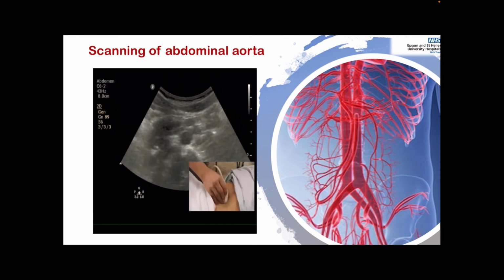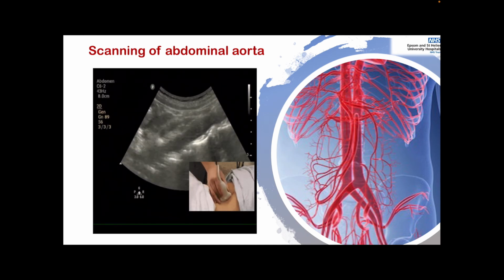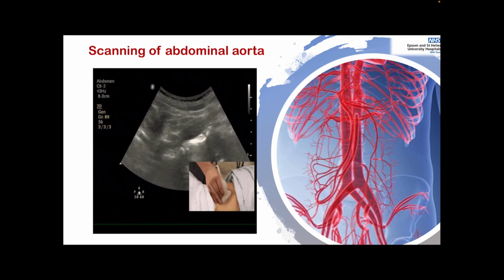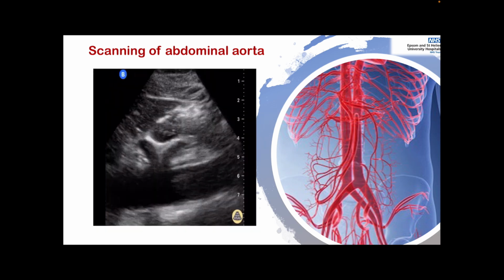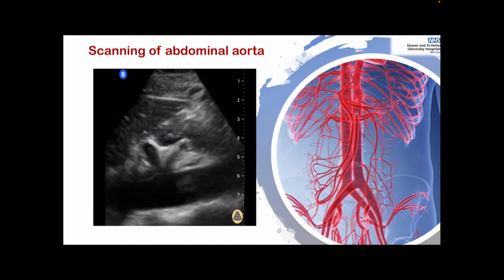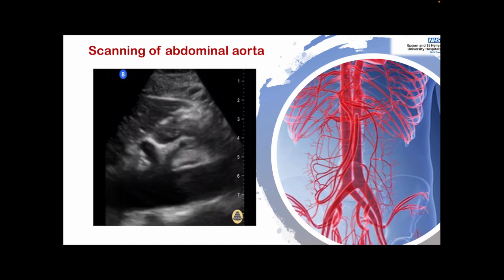You can see the abdominal aorta in the longitudinal section. This is the abdominal aorta, and this is its longitudinal section when we change it. This is a very nice image. You can see the abdominal aorta here, and this is the celiac trunk, and this is the superior mesenteric artery going down. If you just play with the probe right and left, you will be able to see the proper branches.